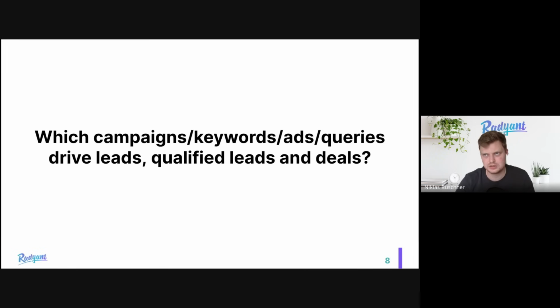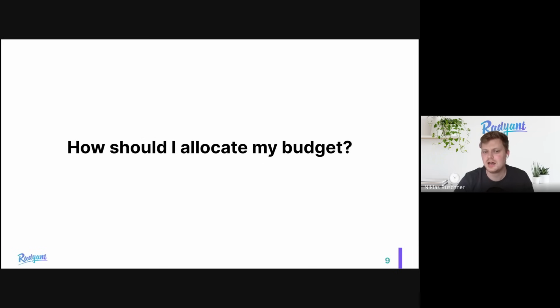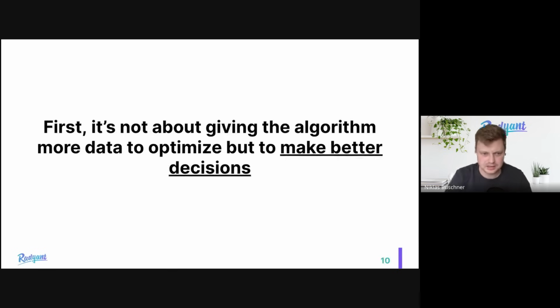Because it's not primarily about some sort of fancy algorithm optimization, but it's about the basic question, how should I allocate my budget? And I will show you an example about this in a second, but I just want to make this point clear again. First, it's not about giving the algorithm more data to optimize or to go into the campaigns and change the optimization to another conversion action, but to make better decisions around your budget allocation, about your ad optimization and all of that.